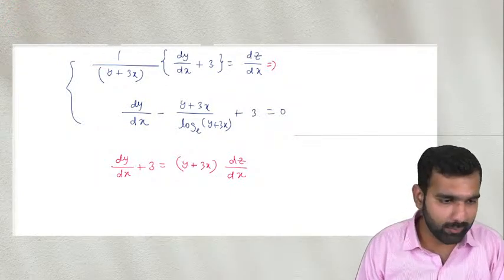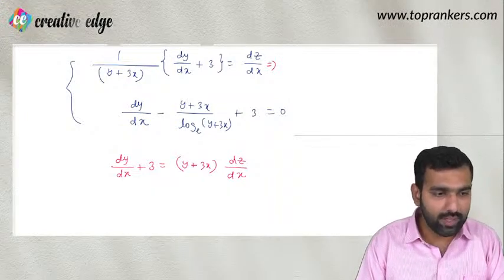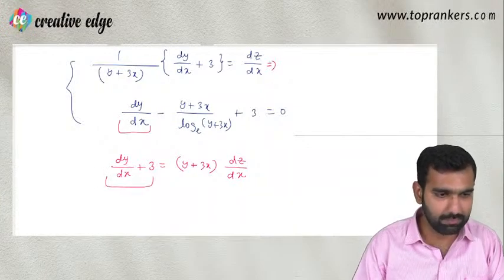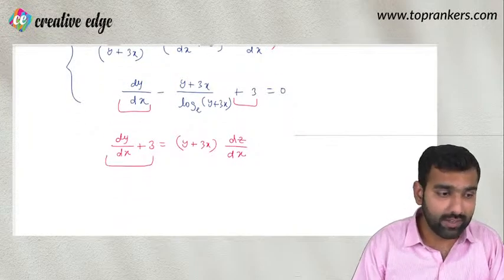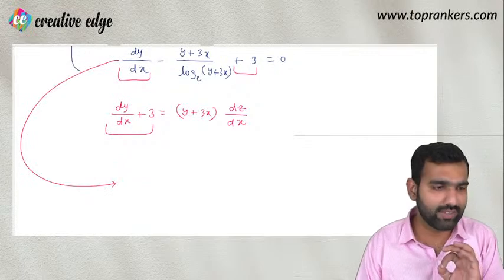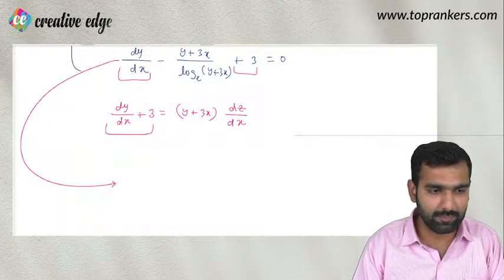Well, what I am trying to tell you here is that, pay attention everyone, dy by dx plus 3. I hope you are seeing dy by dx plus 3. So this plus 3, can I replace that thing by this? I hope you are seeing that. I'm just simplifying it a little so that you can see it better. Dy by dx plus 3, I'll be replacing by this particular expression.